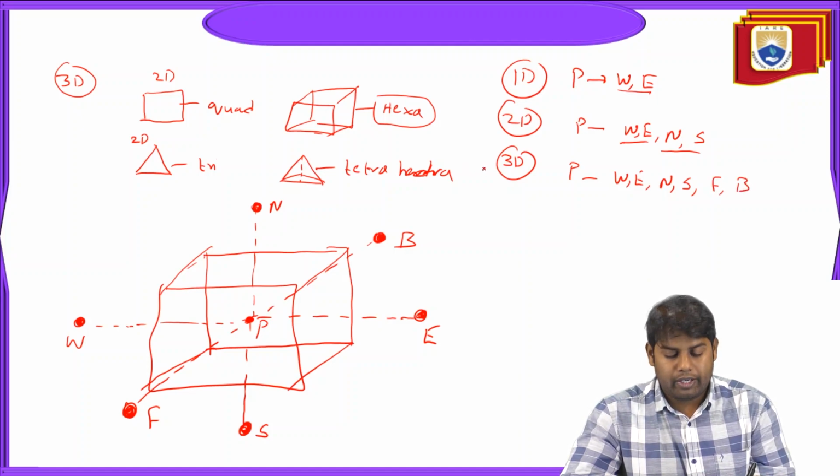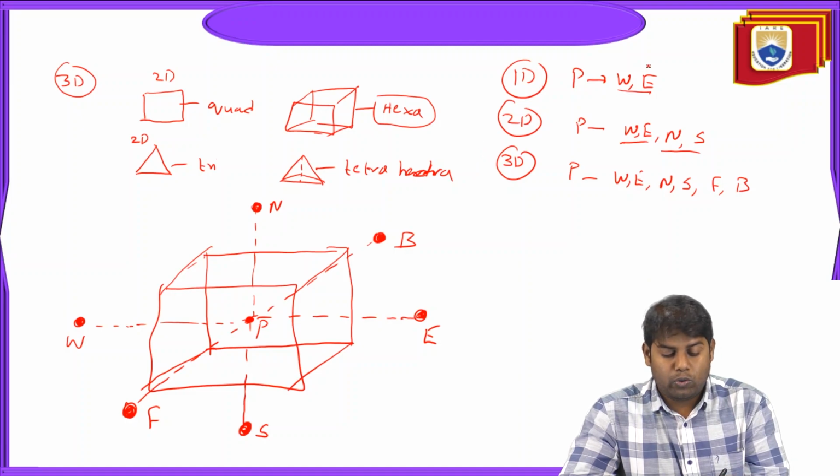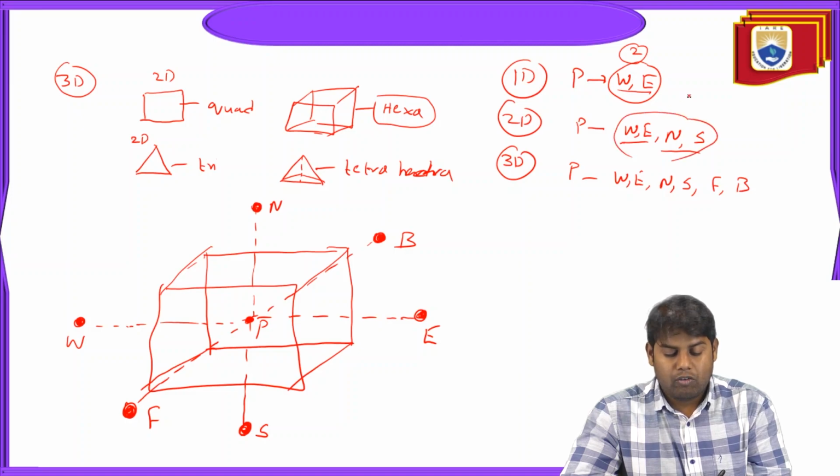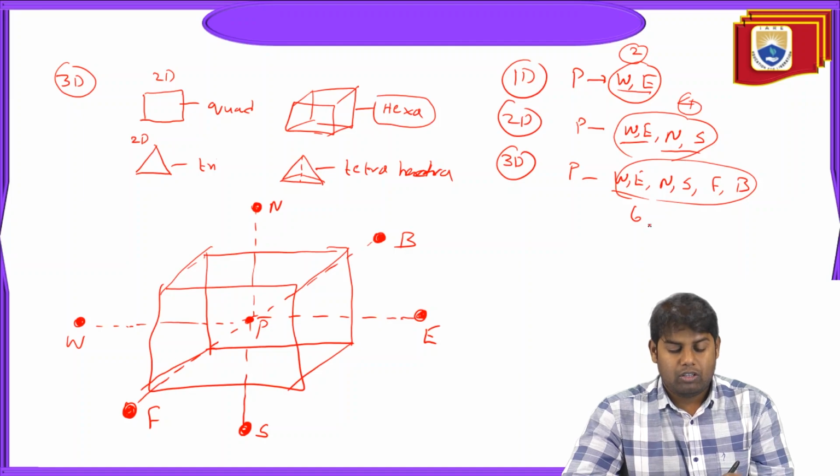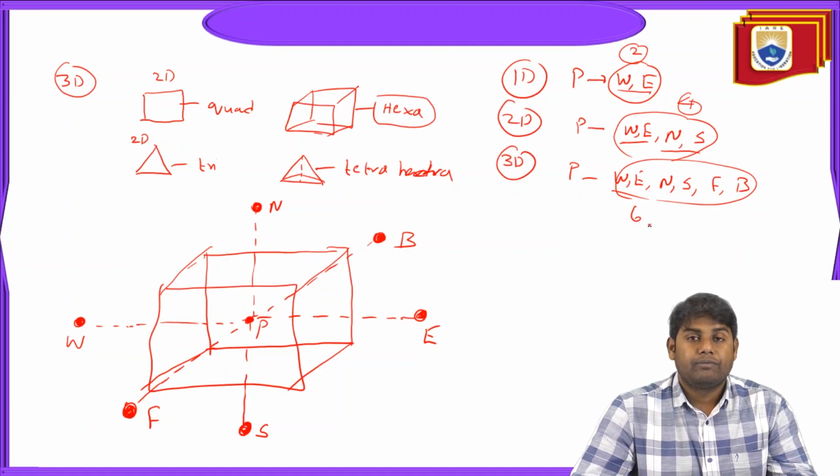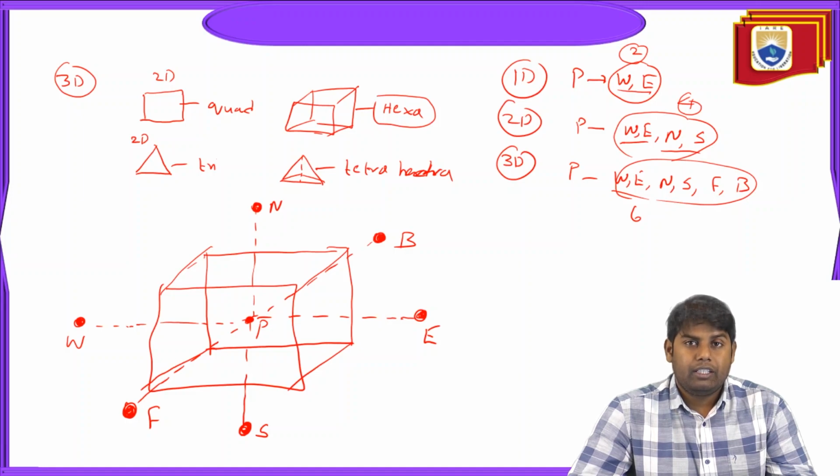So what do we have here? Two dependent variables, then four dependent variables, and here six dependent variables. So 2, 4, 6. Basically, when we take 1D, 2D, 3D, the major difference is that the point of interest P depends on four variables in 2D when compared with 1D, and additionally on two more variables in 3D when compared with 2D.